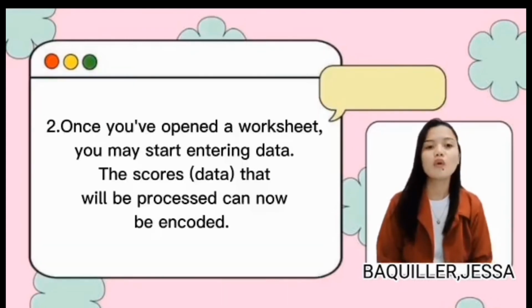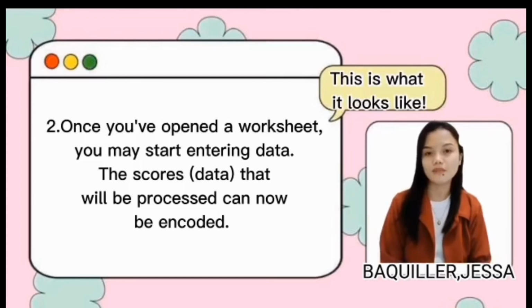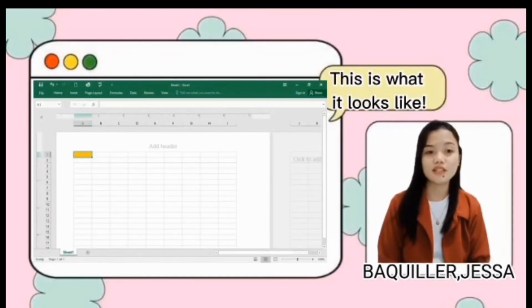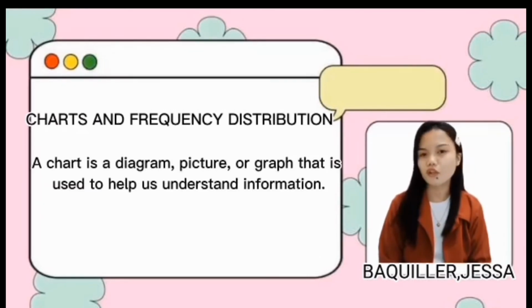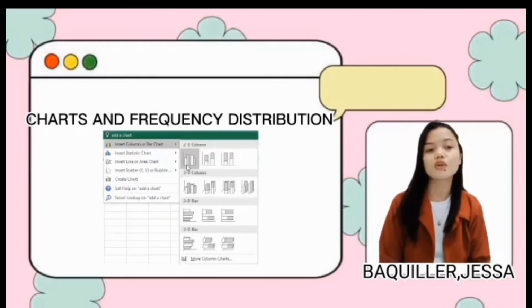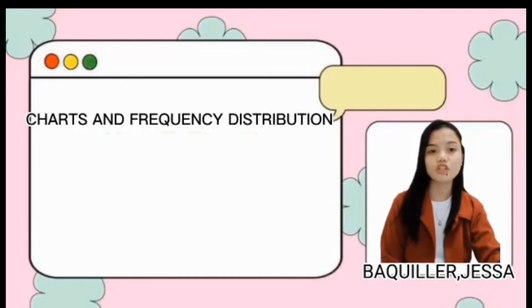Number 2, once you have opened a worksheet, you may start entering data. The scores, which are the data that will be processed, can now be encoded. So we will start encoding our data, and that is we start our discussion with charts and frequency distribution. And now, what are charts and frequency distribution? We will define first what is a chart. A chart is a diagram, picture, or a graph that is used to help us understand the information.